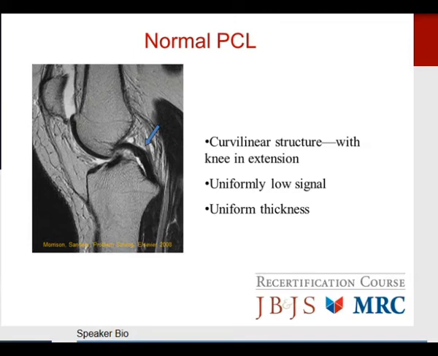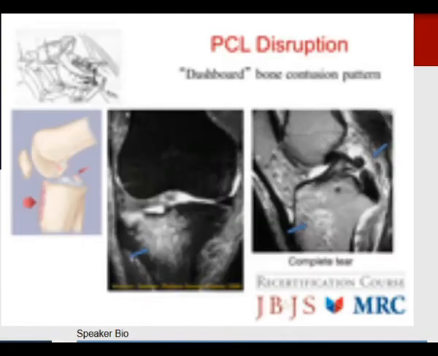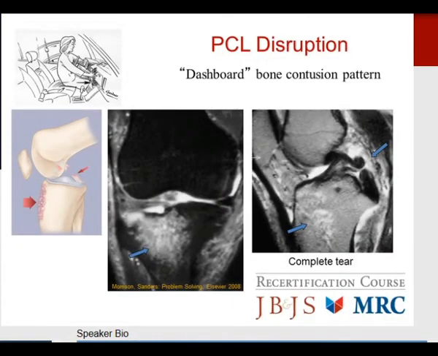Okay, you need to be familiar with the normal appearance of the PCL. When the knee is fully extended at imaging, this is a curvilinear structure which is uniform in thickness and uniform in low signal. The most common mechanism of injury is the dashboard injury. This occurs when the knee is flexed and there's tension applied to the anterior aspect of the tibia, driving the tibia posteriorly, and then this injures the PCL. We often see bone contusion in the anterior proximal tibia and possibly contusion within the anterior soft tissues.